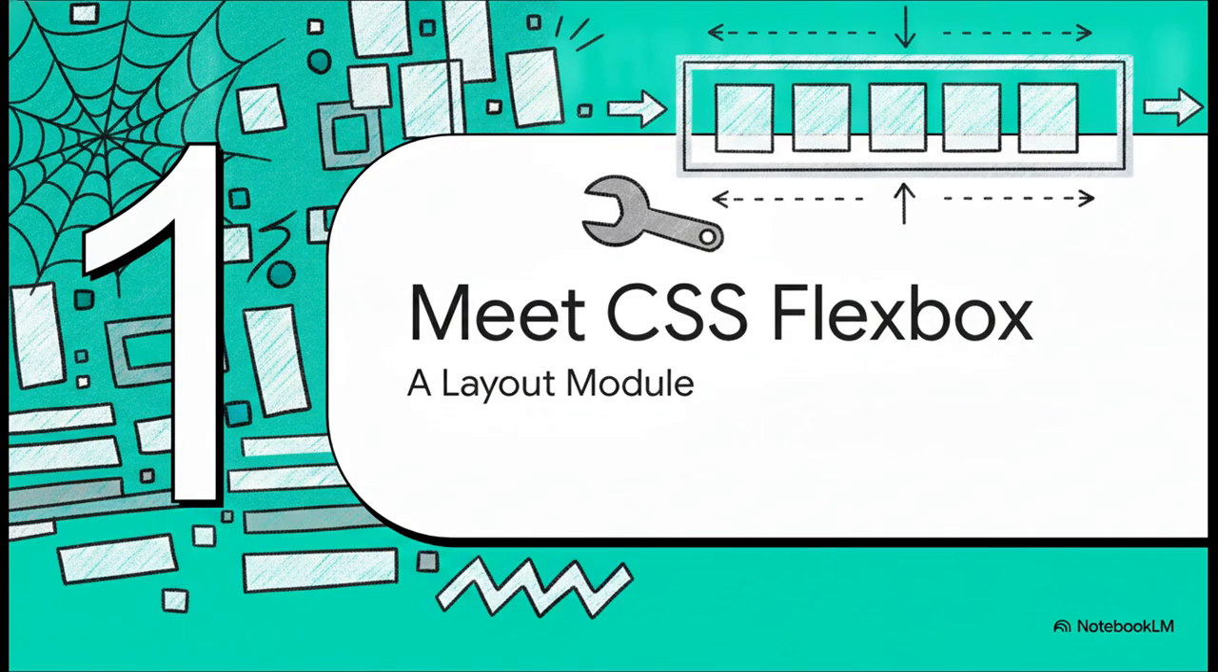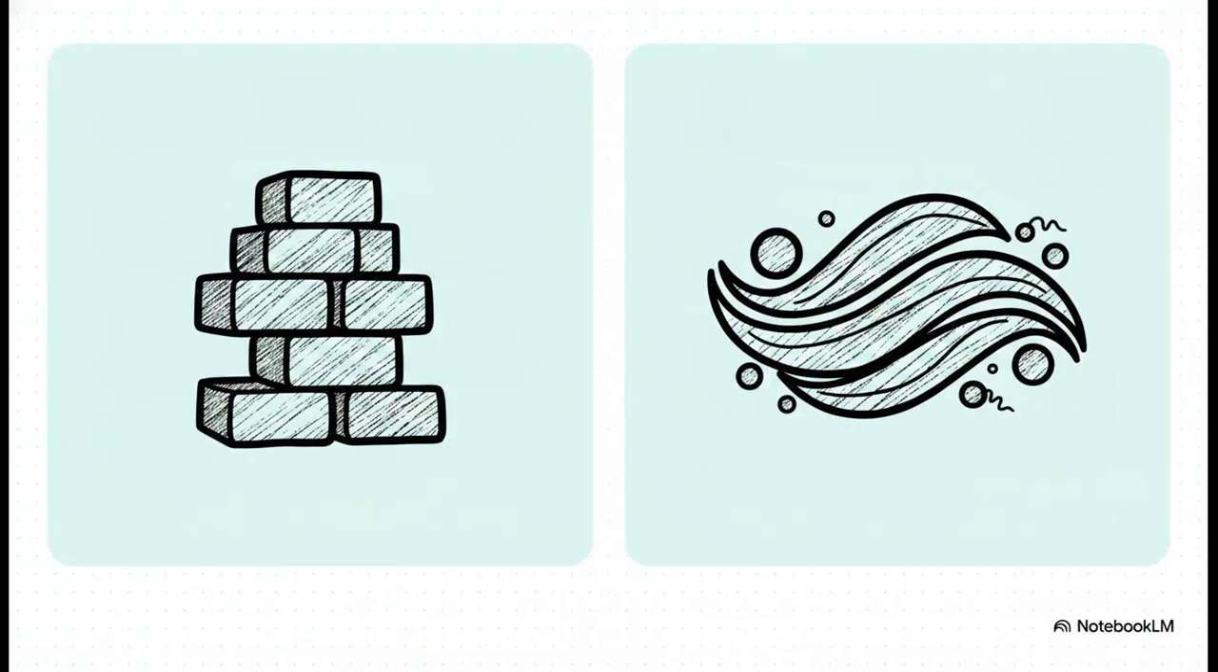Section 1. Meet CSS Flexbox. Look, if you've ever spent hours just trying to center a simple box on a web page, you know legacy web layouts can be an absolute nightmare. They rely heavily on rigid, vertically based block elements or horizontally based inline flows. Sure, they work for basic pages, but they are not very adaptable for complex applications. And this brilliantly illustrates why Flexbox is such a game changer.